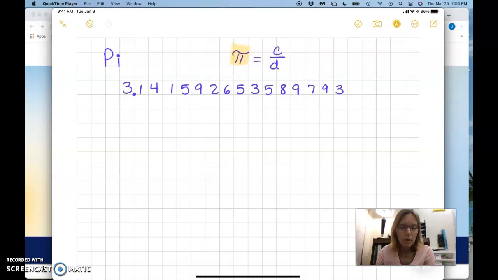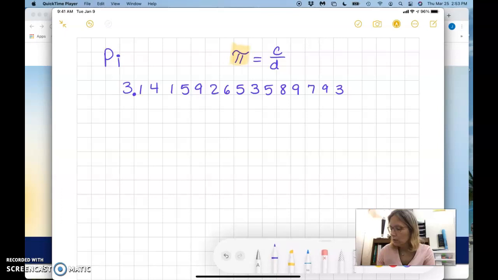And it goes on and on and on. I'm just writing this much of it. So this is how much of it I want you to write on your paper. And we're going to make a little art project with this pi decimal, okay?